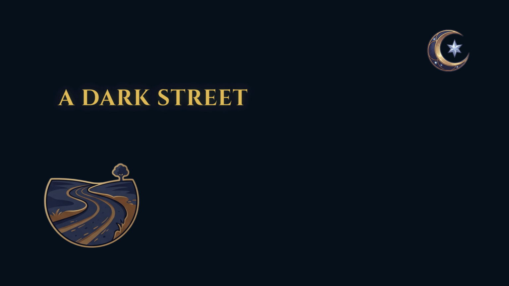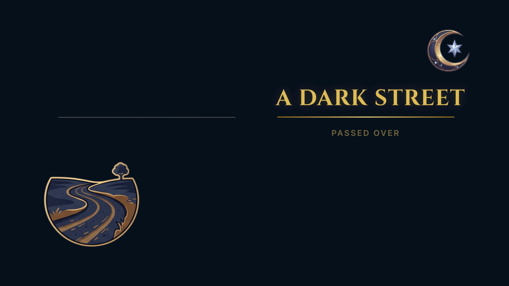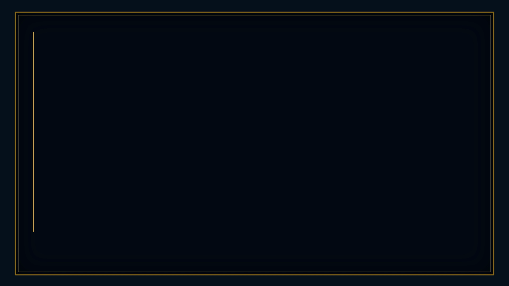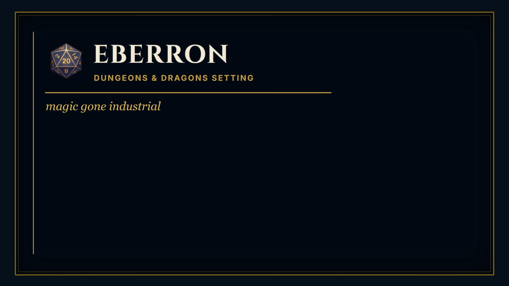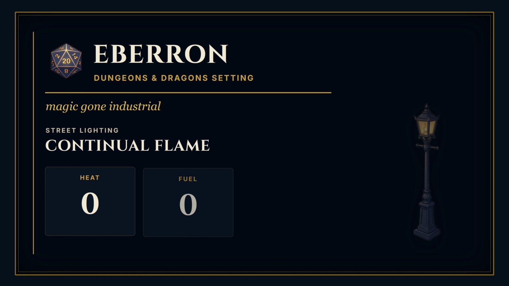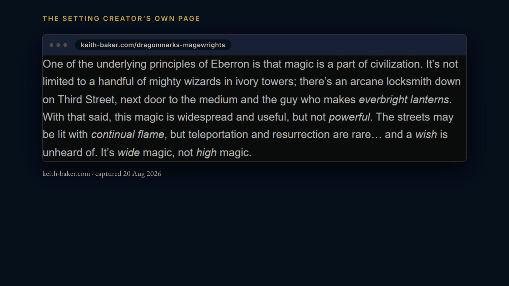A dark street used to be one that hadn't had its turn yet. Now it's one somebody chose to skip. That's not a thought experiment either. Eberron, the Dungeons and Dragons setting built around magic going industrial, lights its city streets with a spell that makes no heat, burns no fuel, and stays lit until somebody puts it out. The people who supply that kind of everyday magic there are tradesmen, not wizards in towers.